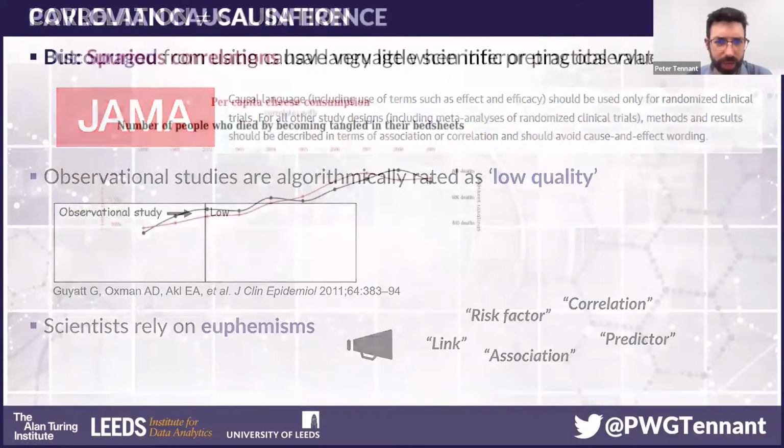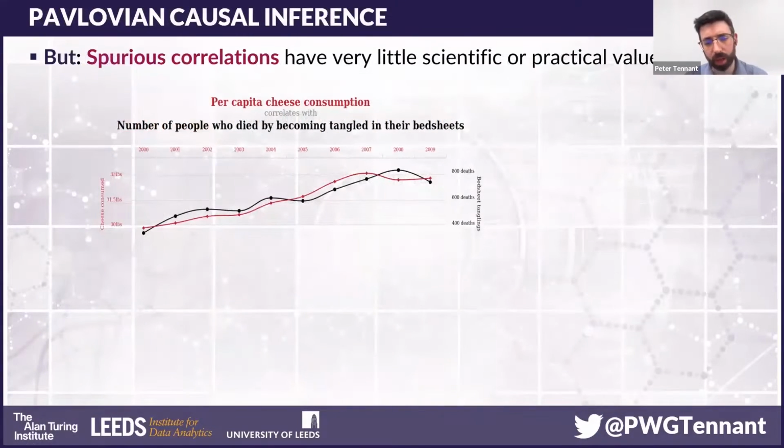But that is actually quite problematic for two key reasons. Spurious correlations in themselves have no scientific value. I mean, the fact that per capita cheese consumption is spuriously correlated with the number of people who died by becoming tangled in their bedsheets doesn't really help us if, as a public health practitioner or a healthcare practitioner, we want to reduce the number of deaths due to bedsheet tangling. So that's not scientifically actually that useful.